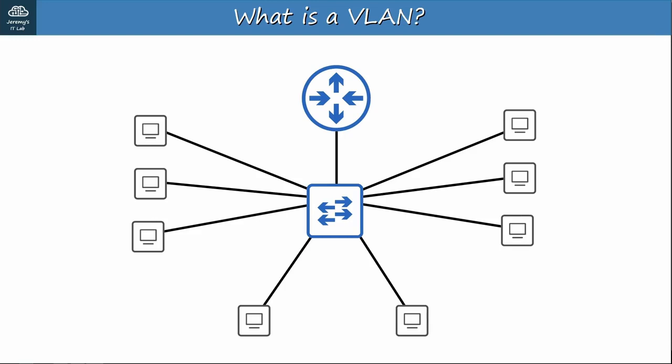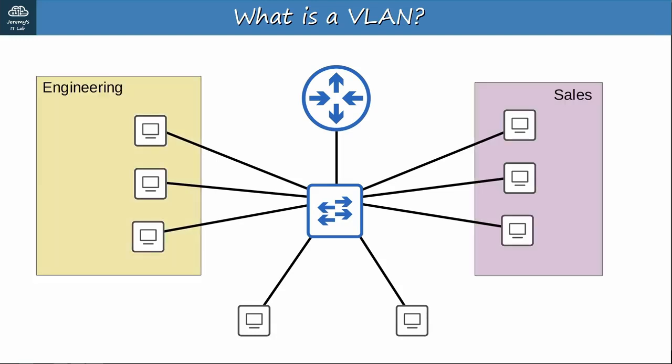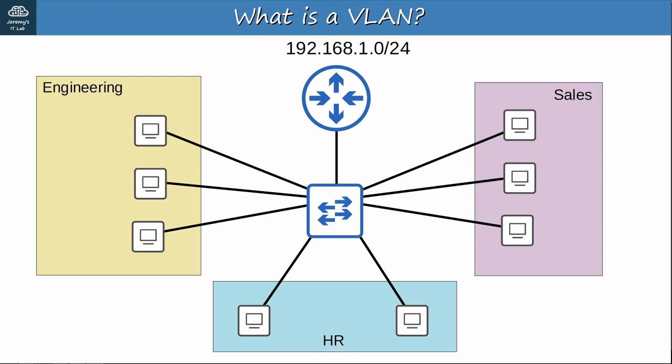Here is a small LAN of a company. Let's say there are 3 main departments in this office: engineering, sales, and human resources. Also, the company is using the 192.168.1.0/24 network for this LAN. However, this isn't necessarily the best setup. For both security and performance purposes, it will be best to split up these into separate subnets.